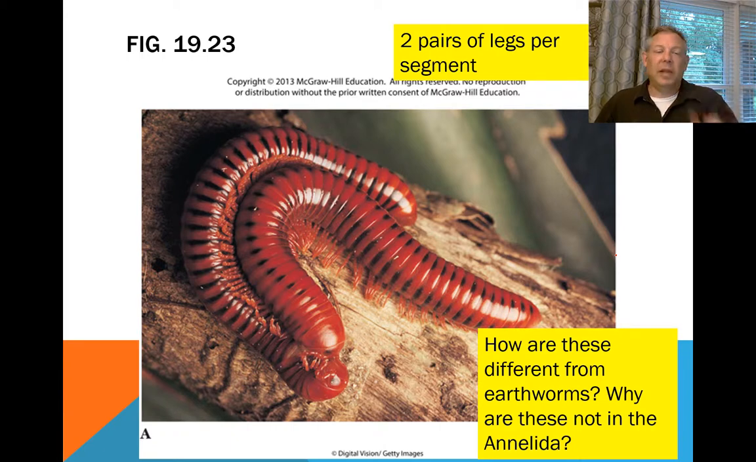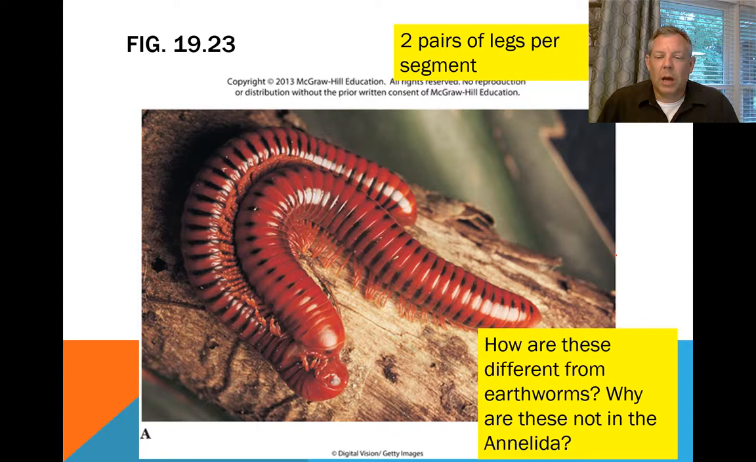And so something like this millipede you're looking at here, you might want to ask yourself, or I might ask you, well, how are these different from earthworms? They're segmented, they're worm-like. How come these are not in the Annelida? And of course, you already know one answer, right? Arthropoda, they've got a hard cuticle that must be molted. And so that's a characteristic of the millipedes.